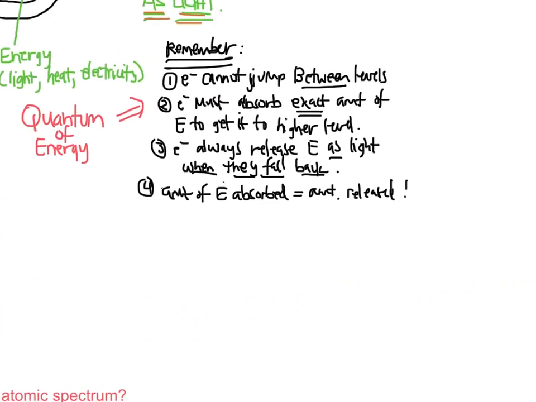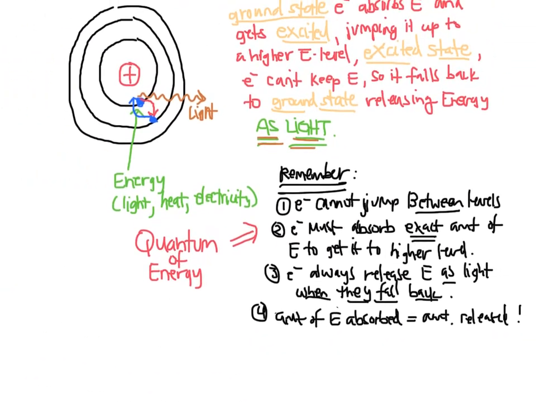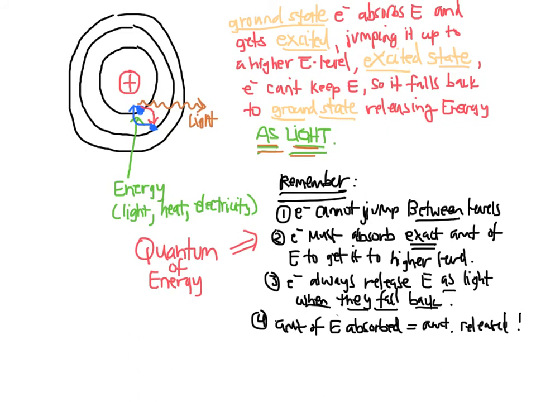All right, so we're back over here talking about the things to remember. The third thing you need to remember is that electrons will always release the energy that they absorbed as light when they fall back to their ground state. So it doesn't matter if they absorbed light, heat, or electricity to jump up. Every time they fall back down, they'll release light. And remember, not all kinds of light are visible.